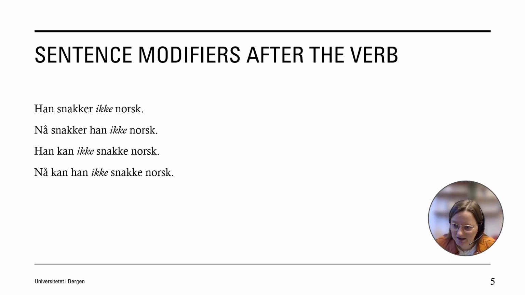And sentence modifiers, words like ikke, they come after the verb. Words like ikke, sentence modifiers, are also called setningsadverbial in Norwegian. And these sentence modifiers split the verbs when there are 2 verbs. So nå kan han ikke snakke norsk. There we have ikke in between the verbs. In example 4, but also in example 2, the sentence modifier comes after the subject because the subject must be in the first or third element.